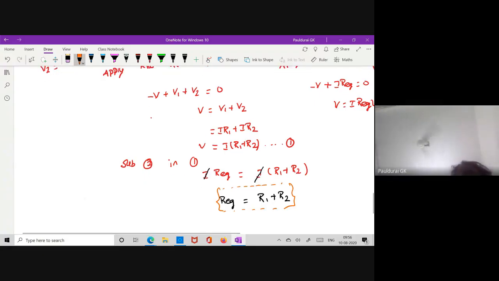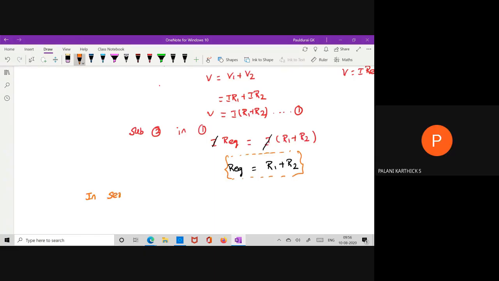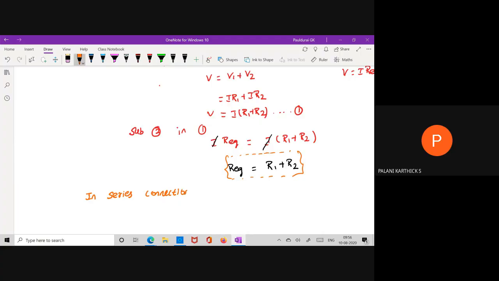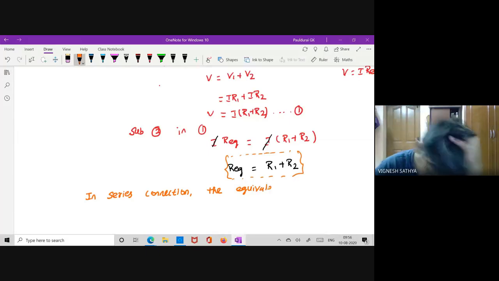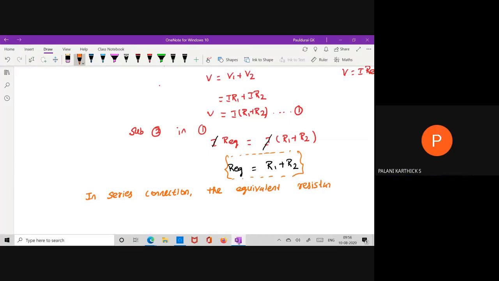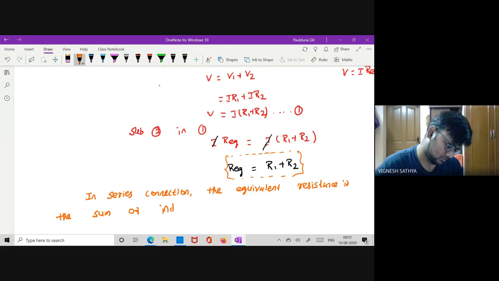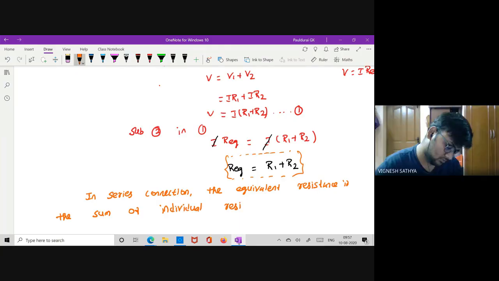So what is the conclusion? In a series connection, the equivalent resistance is the sum of the individual resistances.